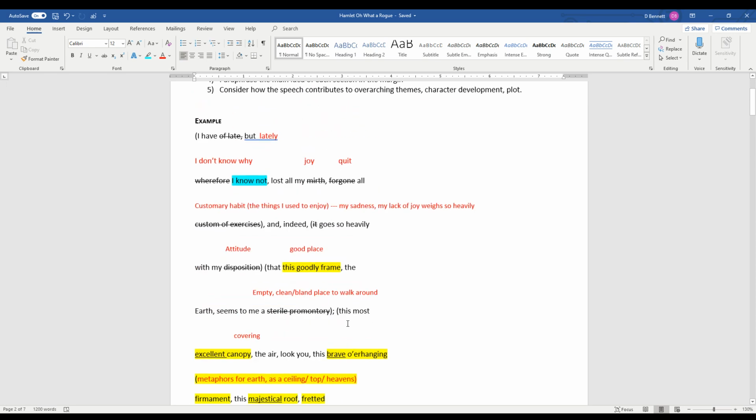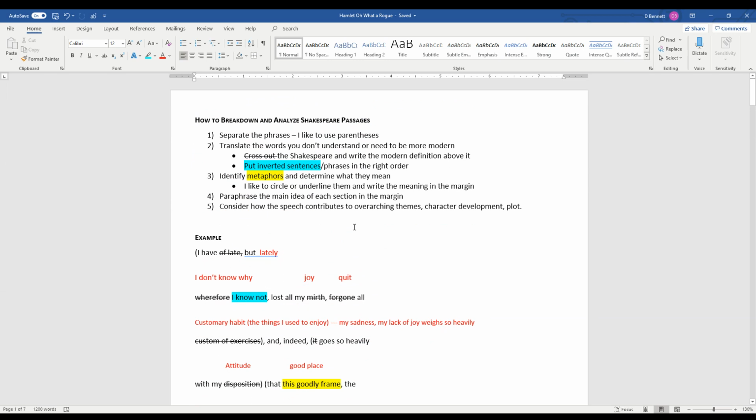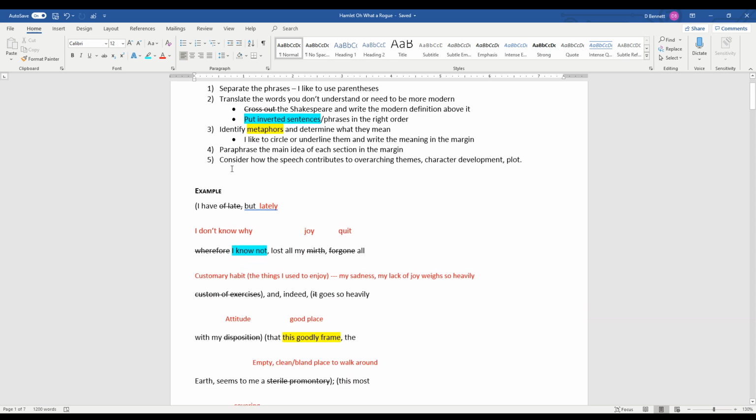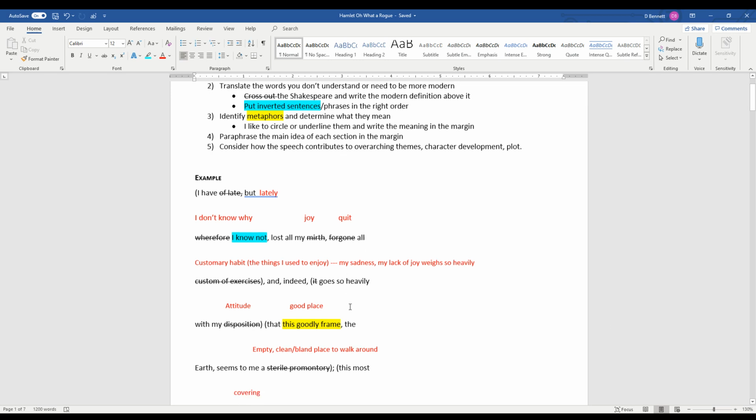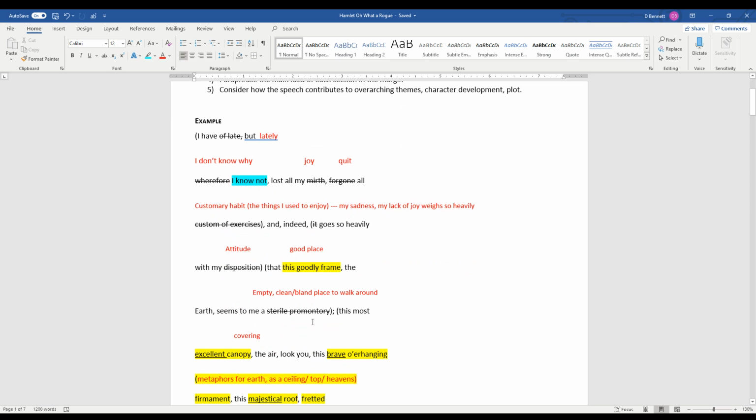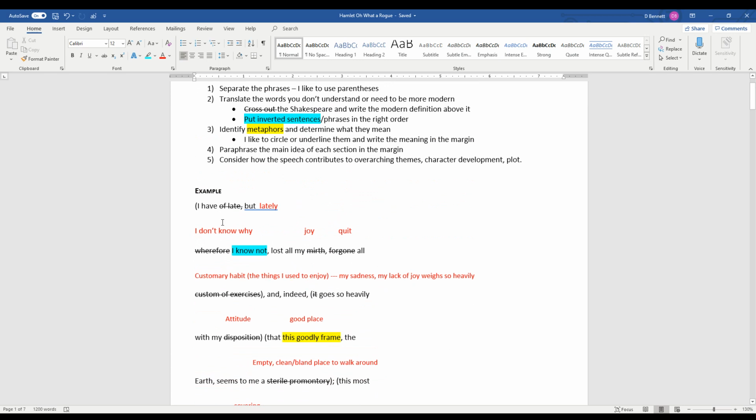All right. So now after you've put those phrases in the right order, identified the metaphors and all of that, then you'll go back through and paraphrase the main idea of each section in the margin. And this is kind of what I was talking you through as we went, the overall meaning of the speech. You can break it down into your own paraphrase over here or kind of at the bottom of it all. So I have lately, but I don't know why, lost all my joy and quit doing the things I used to enjoy. That would be my paraphrase off here to the side.